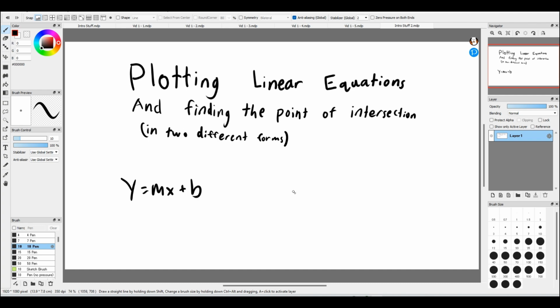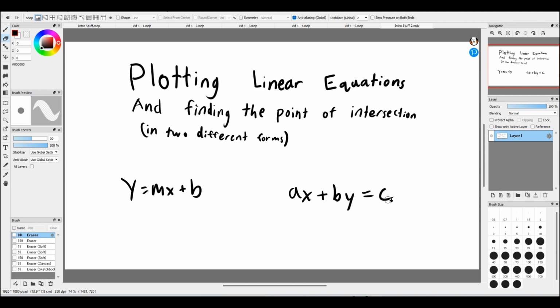Slope-intercept. And that is standard form, or something of standard form. So let's jump straight into the video.